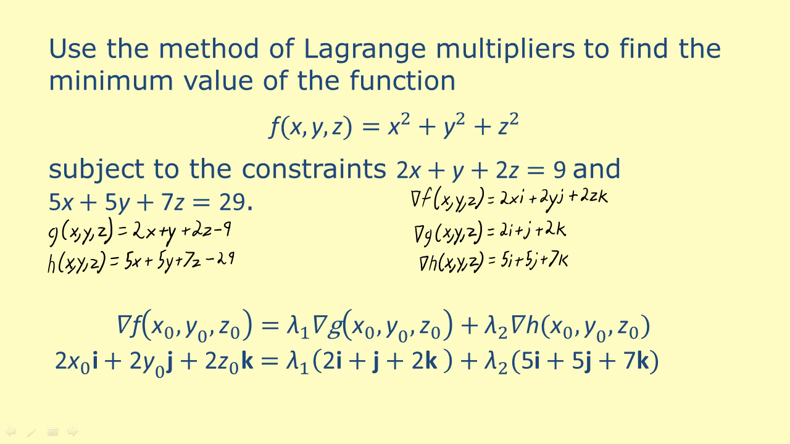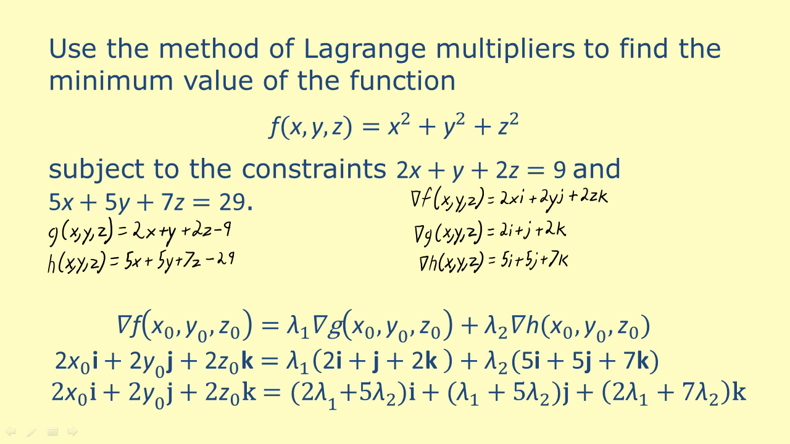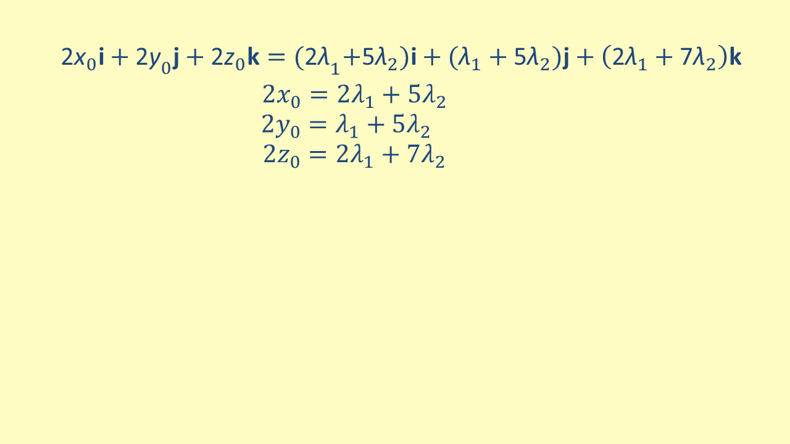We can now substitute the gradient values into the equation for delta f of x sub 0, y sub 0, z sub 0. Notice that this can be rewritten so like terms are together. We can now set the coefficients of i, j, and k equal to each other. We can combine these equations with the two that come from the constraints. We want to reduce the number of equations.